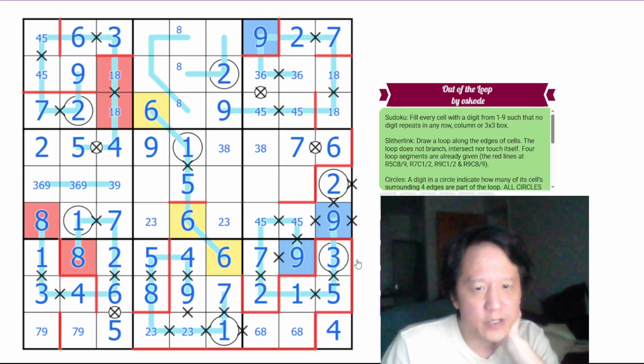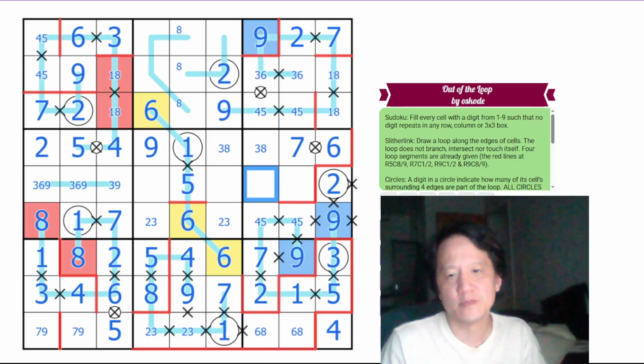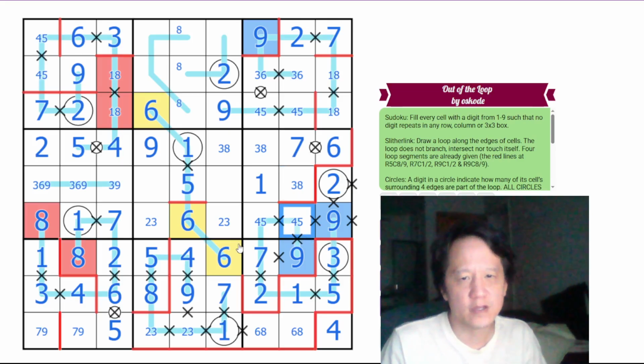What else do we know? We have a 3, 6, 8 triplet in column 7, which eliminates 3, 6, 8 in the rest of the column, so this must be a 1. That leaves this as 3 or 8. That's fine. We have 2 here. That's fine.